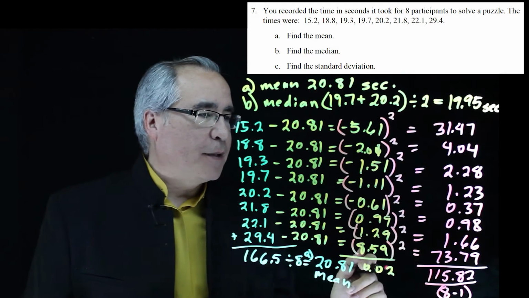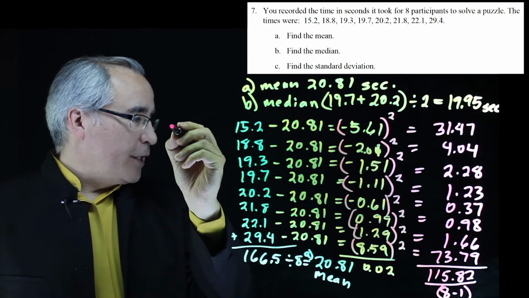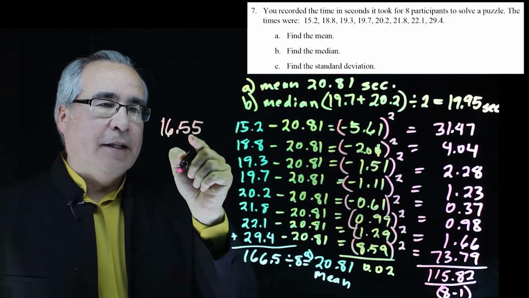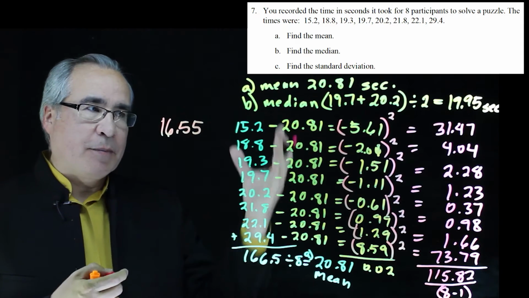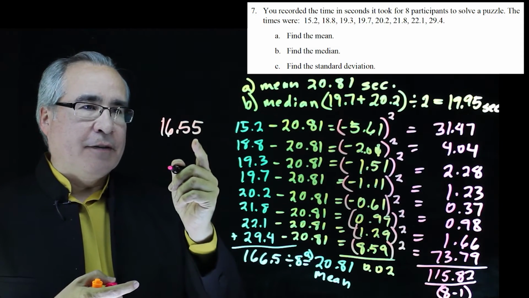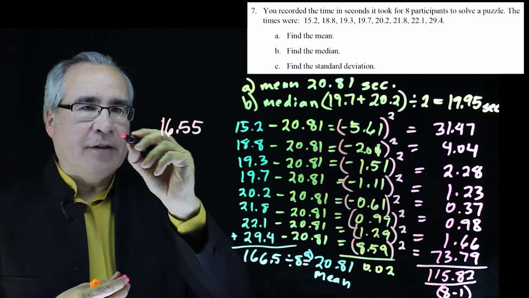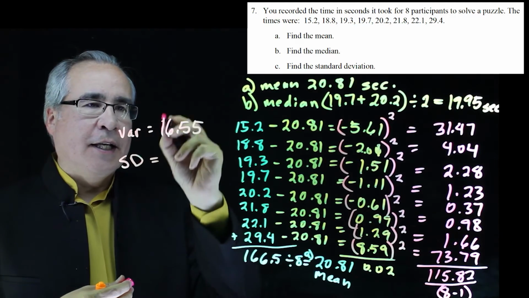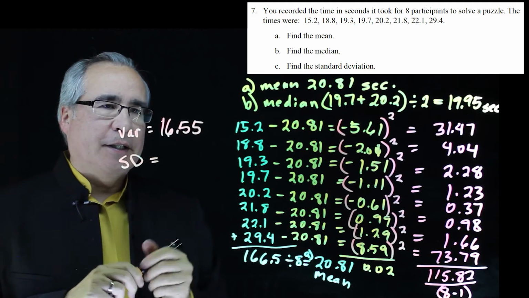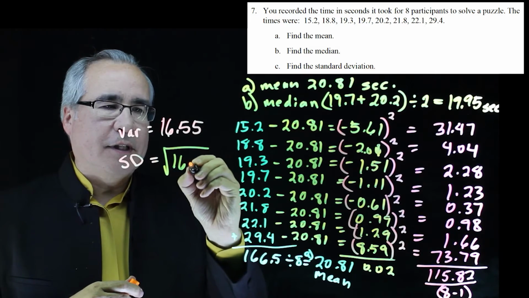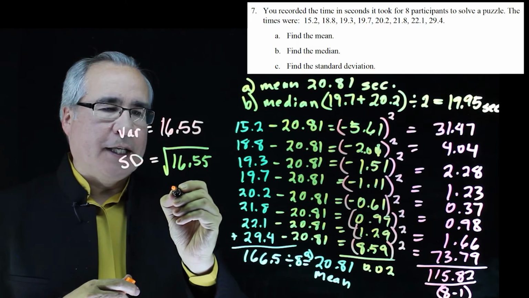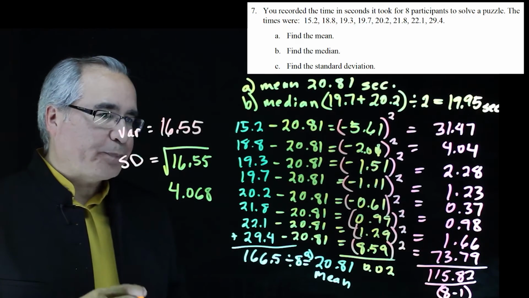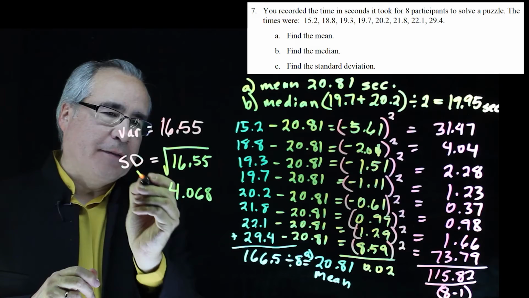Kind of running out of room here, so I'm going to put this over here. This is what we call the variance, and you're going to see that when I bring up the calculator version. This is the variance, and to find the standard deviation, abbreviated SD, I take the square root of 16.55, and what we get is 4.068 as our final standard deviation.